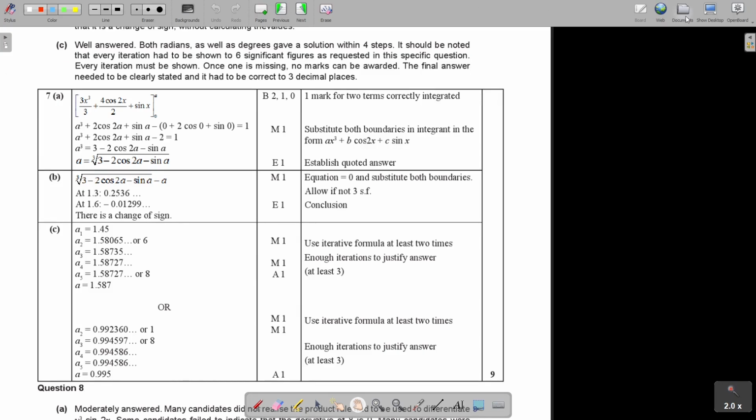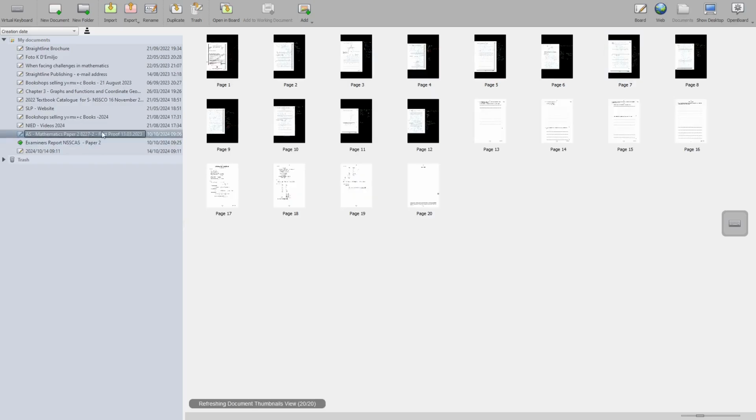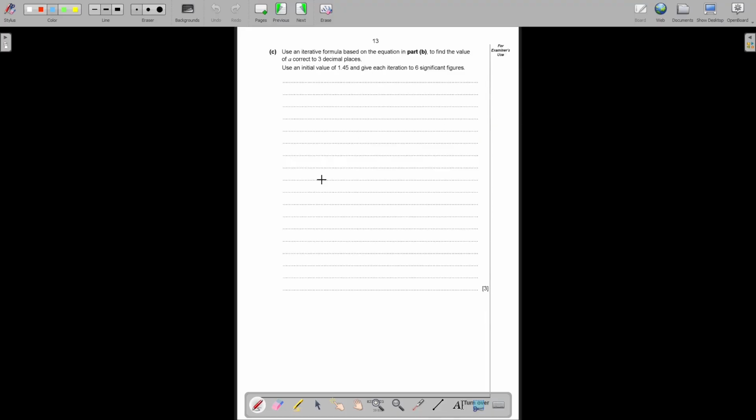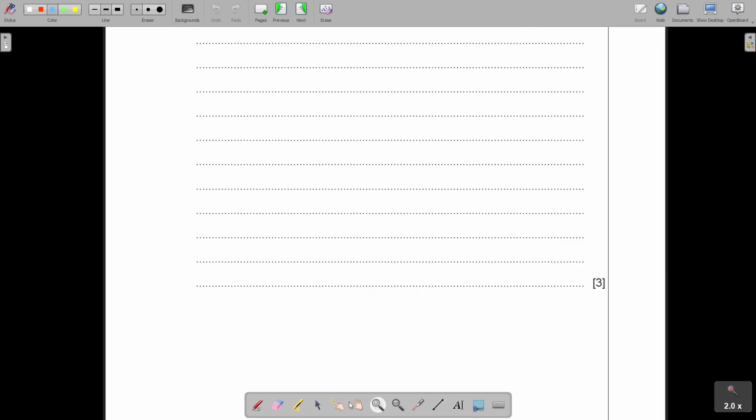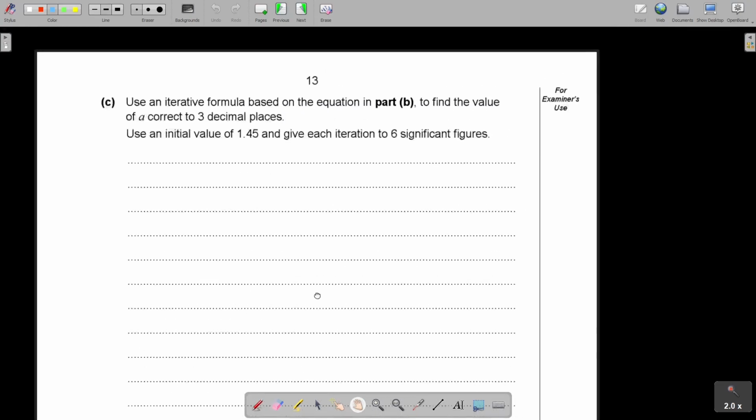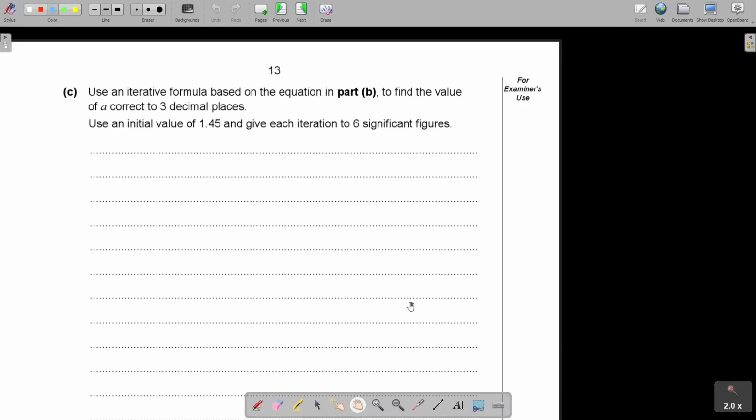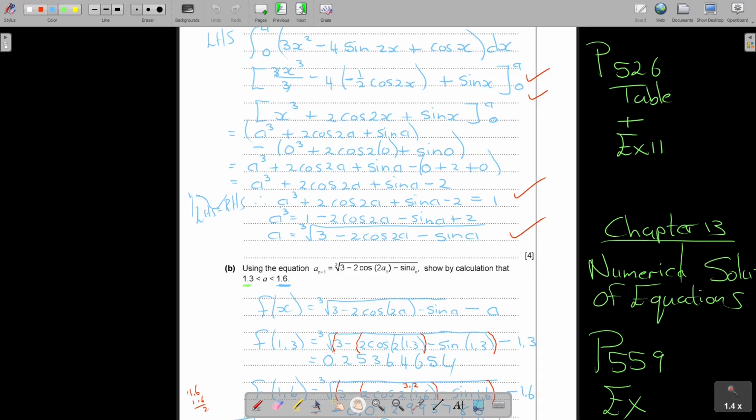Okay, let's go to part C in the question. Okay, so it's building on this previous one. Now, if you did not know that you were doing numerical solutions, chapter 13, say you were struggling to recognize that at B, as soon as you see C, you must realize that's what I was supposed to do at B.